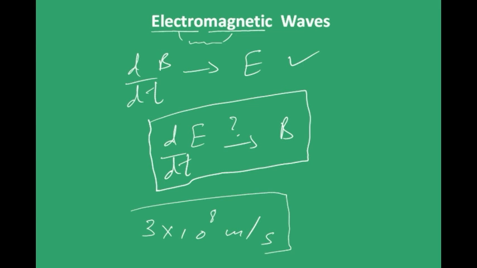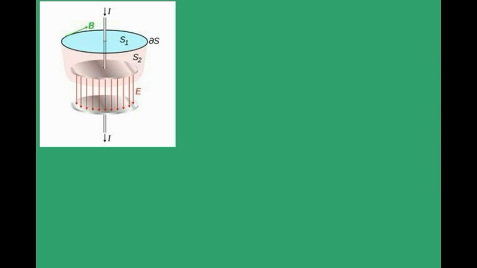So this led to a remarkable conclusion that light is an electromagnetic wave. This is the experiment done by Maxwell. These are two capacitor plates, and here is a wire, and it carries a current I, and here comes out another wire which also carries current I. So these are the directions of current.